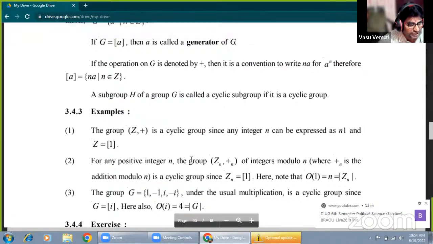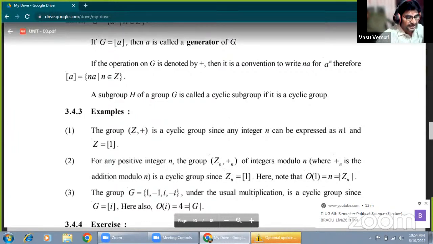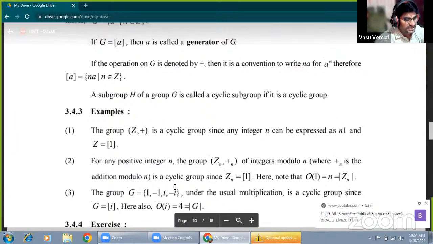For any positive integer n, here Zn means the integers modulo n with respect to addition modulo n. Modulo means this is one of the special binary operations, and according to that, the integers modulo n are represented as 0, 1, 2, and so on up to n minus 1. Now, Zn under addition modulo n is also a cyclic group. Now, define a cyclic group and give any example briefly.